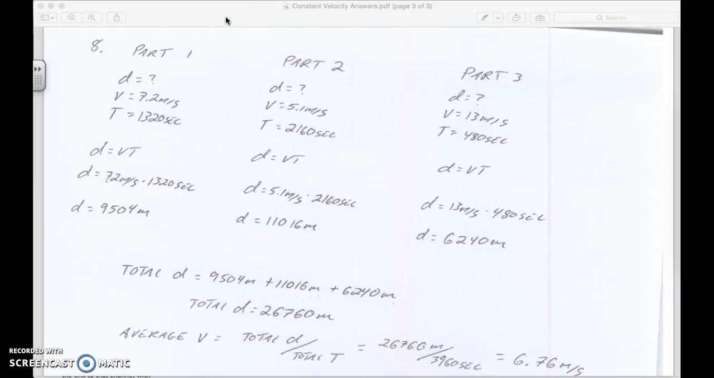We're going to finish up the constant velocity worksheets with problems 9 and 10. These are a little bit misnumbered. This should be number 9 instead of number 8. But that's all right. The answers are still correct.